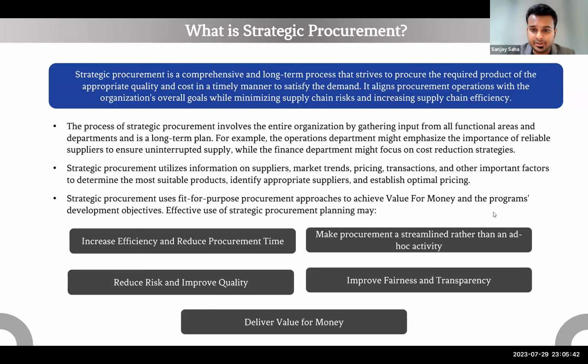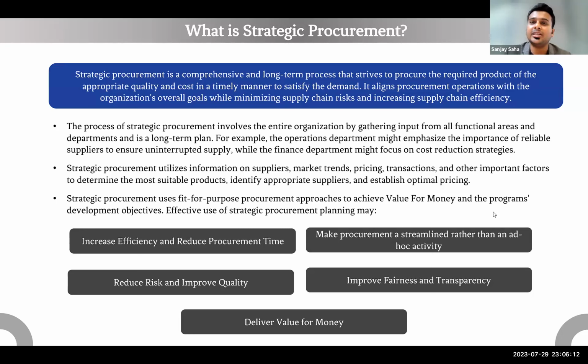There are 5 key things that you need to look at. There may be more, but these are the most important 5 key issues that you need to look at or achieve when you are looking at a strategic procurement system. Your objective should be to increase efficiency and reduce procurement time. Procurement time is very important. We also call it procurement lead time in some cases.